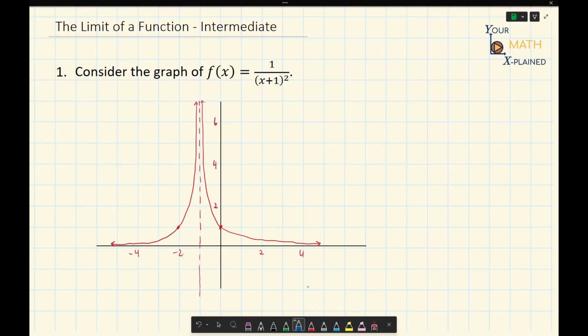What happens when a function doesn't just approach a number, but grows without bound? What does it really mean when a graph's shooting upward or dropping off the screen? And how do we describe that behavior precisely using limit notation? We'll use the graph of the first equation to help us build some understanding.